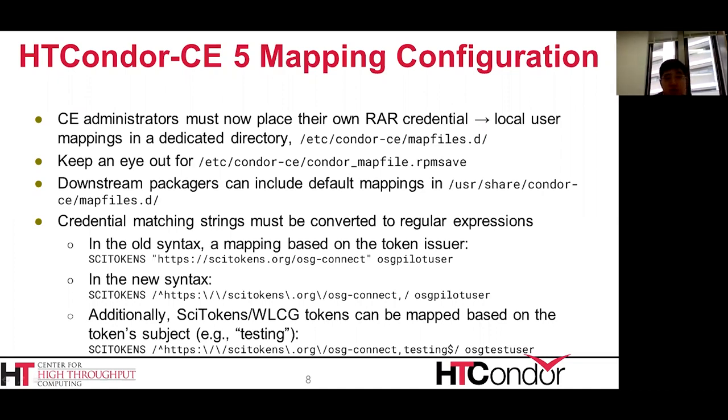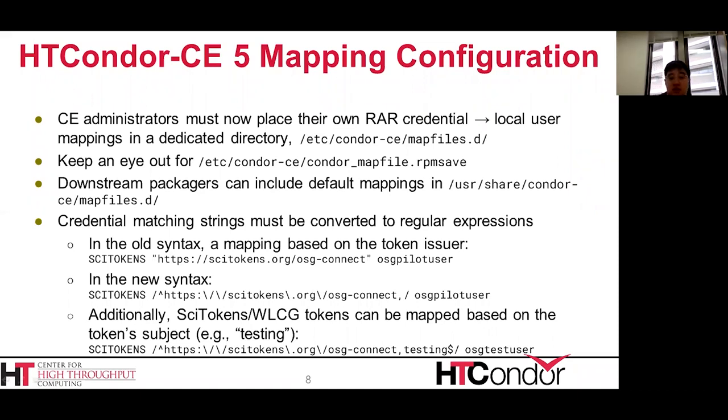We also changed the syntax in these map files. The credential matching strings should be converted to regular expressions. So in the old syntax, a mapping based on the SciToken issuer has 3 fields. The first field is the Condor authentication method to be used. The second field is what Condor sees from the credential. In this case, it's the token issuer. And then the third field is the local user that the token is mapped to.